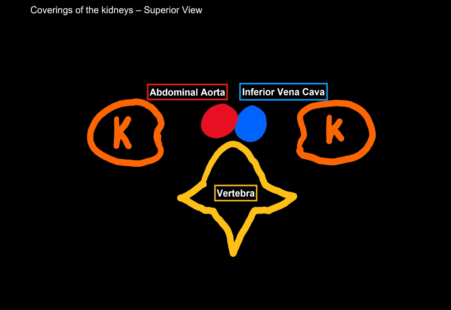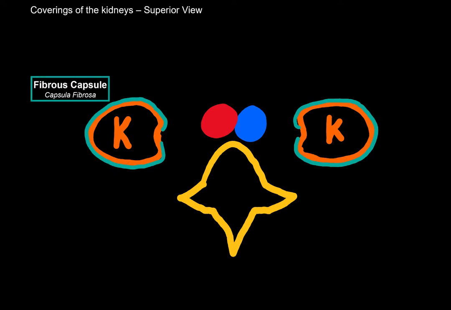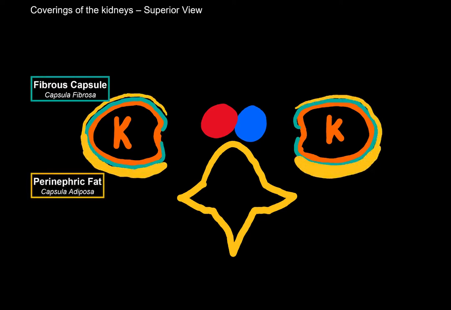So the first covering around the kidneys is the fibrous capsule, which are dense fibers that protect the kidneys. Around the fibrous capsule, there is the adipose capsule, which we call the perinephric fat. Peri means around, so the fat around the kidneys. And as you see here, the fat is thicker posteriorly than anteriorly.